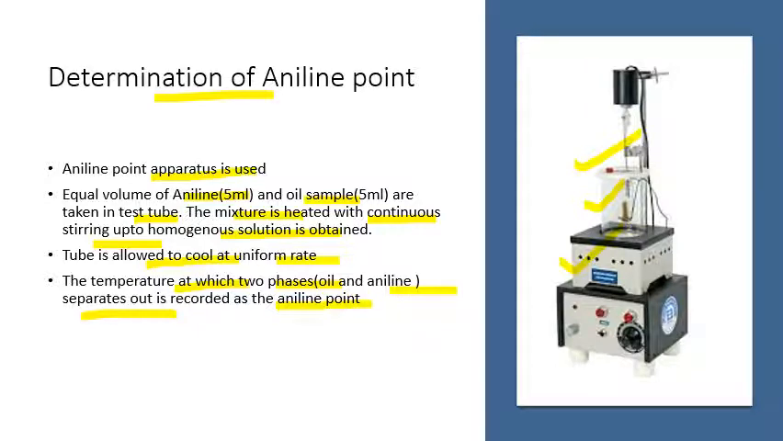So, with the two different layers obtained after cooling the test jar, that temperature we can measure from the thermometer, and that will be recorded as the aniline point. So this is how we can measure the aniline point, which gives us an idea of the aromatic content present in the oil sample, and a higher aniline point indicates a lower percentage of aromatic hydrocarbon. So it is suitable to have a high aniline point.